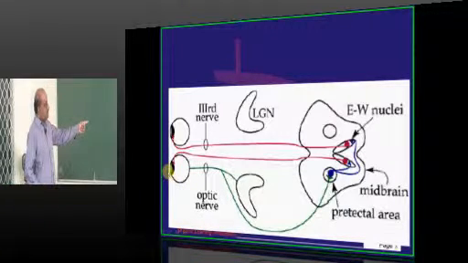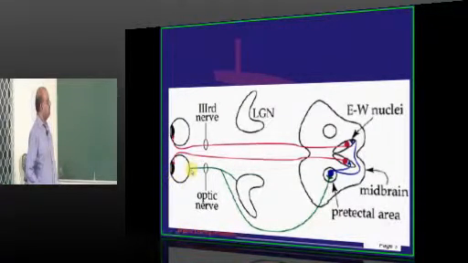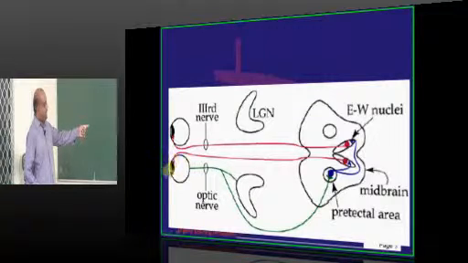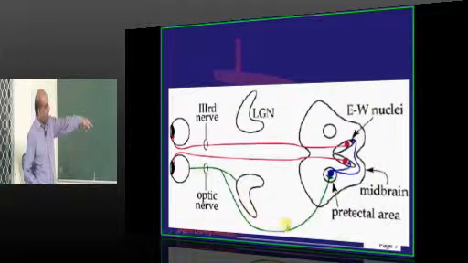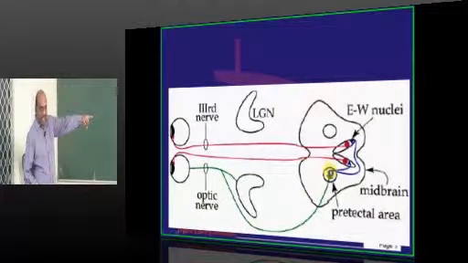Whenever you are throwing the light, it is falling on the retina. The optic nerve is carrying it. It reaches the optic chiasma. From there the fibers are reaching the midbrain, and in the midbrain you have a pretectal area.